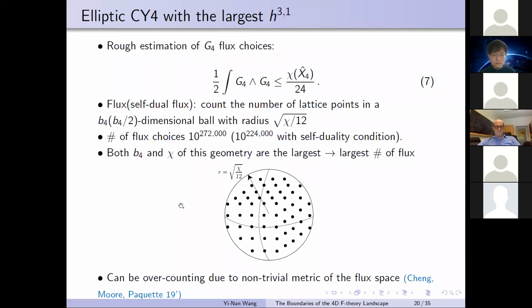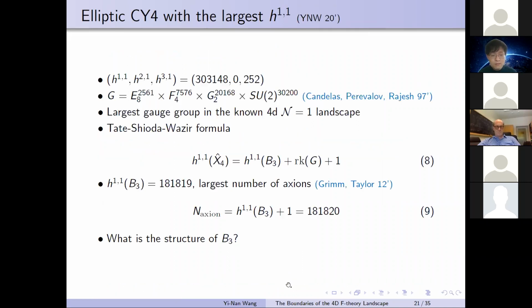And here I'm going to make a remark that this method is very crude and there could be some systematic overcounting problem due to the non-trivial metric of the space of fluxes. This point was studied by a recent paper by Miranda Cheng, Greg Moore, and Natalia Paquette, although they only look at the Calabi-Yau threefold case, but it's an important point, actually. So now let's talk about the elliptic Calabi-Yau fourfold with the largest h11.